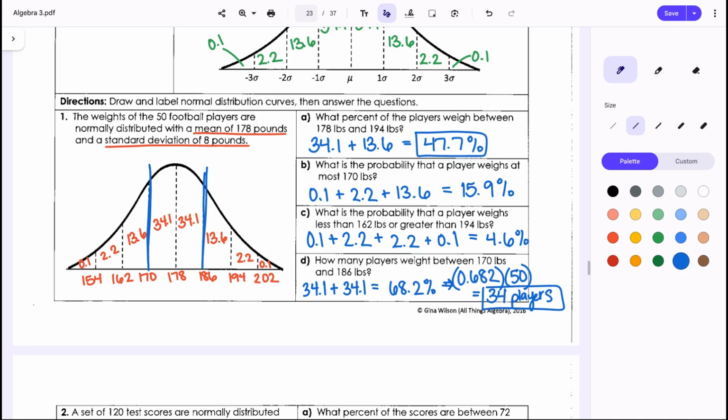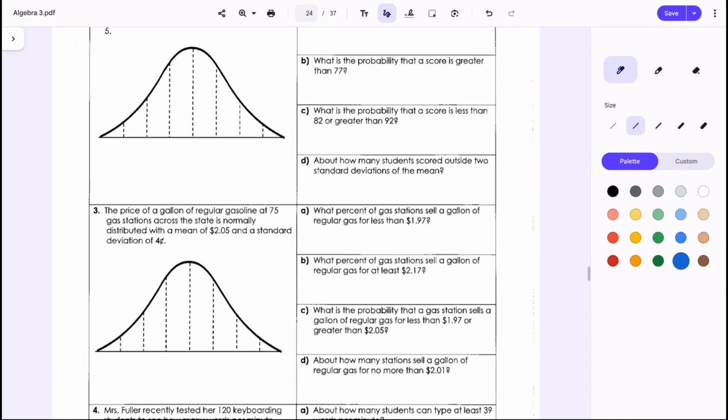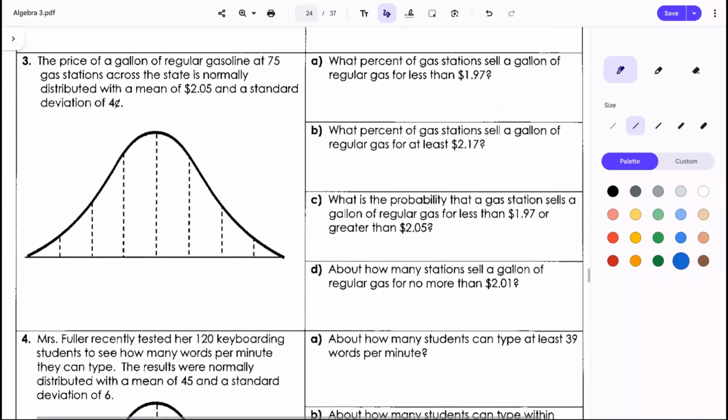I think I'm going to skip over 2 for right now and go to 3, just because we're on limited time. And I want to give you guys time to practice, but I don't want it to just be whole numbers all the time, because sometimes you're going to have situations where you're dealing with decimals. So let's skip down to 3 because we're talking about the price of a gallon of regular gasoline. So it says the price of a gallon of regular gasoline at 75 gas stations across the state is normally distributed with a mean of $2.05 and a standard deviation of 4 cents. All right, so what number do we put in the center of our graph?